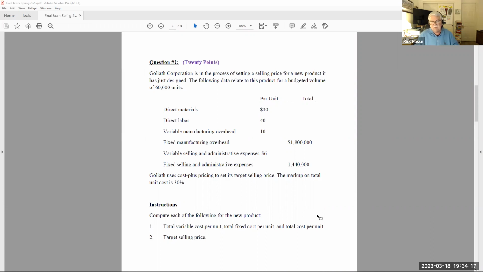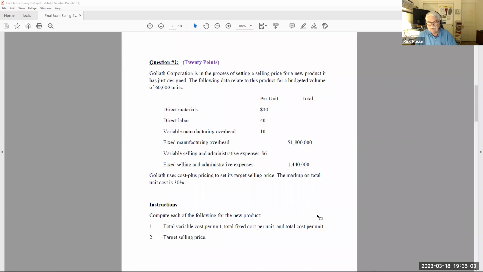Remember, the cost of producing a product is the three costs involved with this product: materials, labor, and the manufacturing overhead. So in other words, the materials are $30 a unit, labor is $40, manufacturing overhead is $10. So that's $80 cost per unit, their variable cost rate. Their fixed manufacturing overhead is $1.8 million. So what they're going to be doing is adding 30% to the variable cost rate. In other words, $80, add 30% to that, and that's what will be your selling price for this unit.